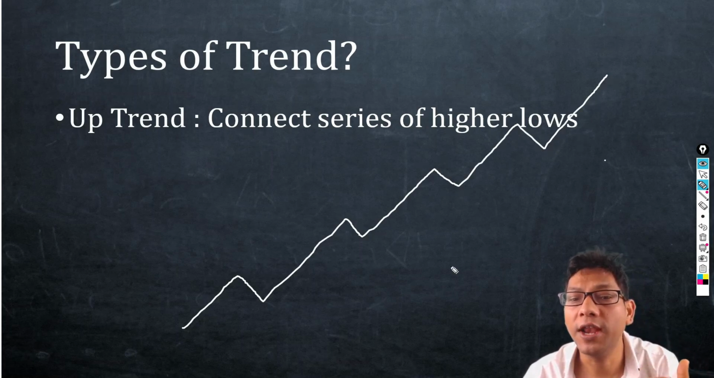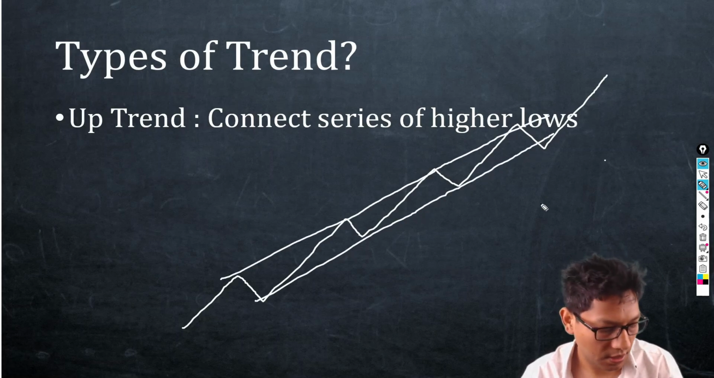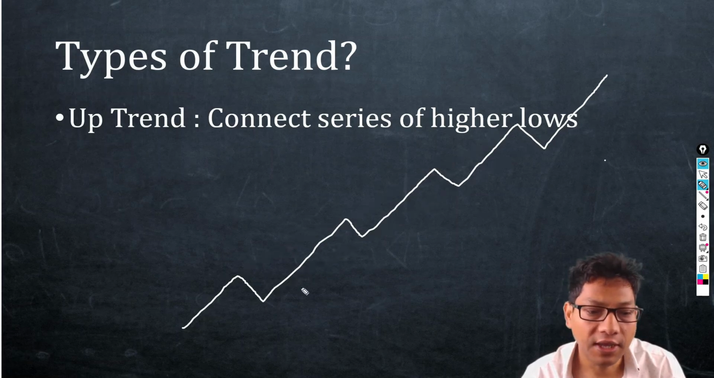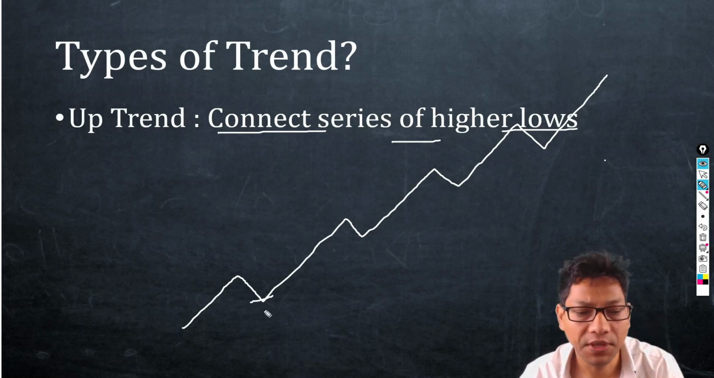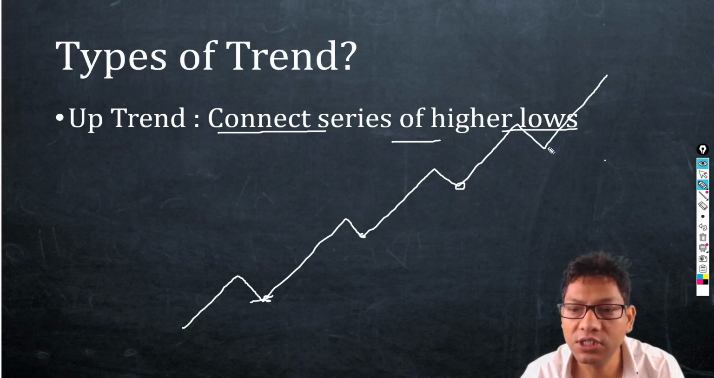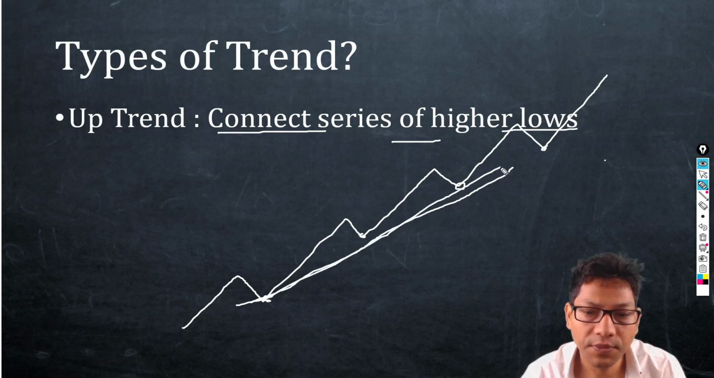So how do you draw an uptrend? This way or that way? You will draw an uptrend this way. See, connecting a series of higher lows. So when you are drawing an uptrend, remember you need to connect a series of higher lows. When you see a series of higher lows, connect them to draw the trend line.